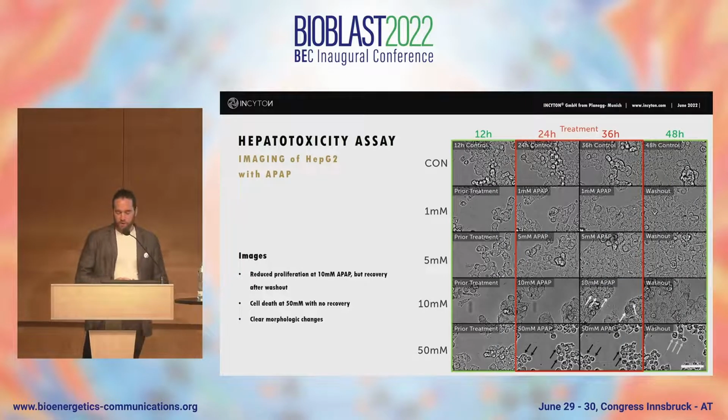Since we are also taking microscopic images of these experiments, we see the different concentrations over time, and red is during the treatment. The cells show normal behavior up to 5 millimolar, and under the treatment of 10 millimolar APAP, the cells do not really proliferate anymore. They already show intracellular accumulations, but proliferate again after the washout. Cells with 50 millimolar APAP die very quickly and crumble together. So we have here OCR, ECAR, impedance, and imaging all together, showing the story from different points of view from one experiment.